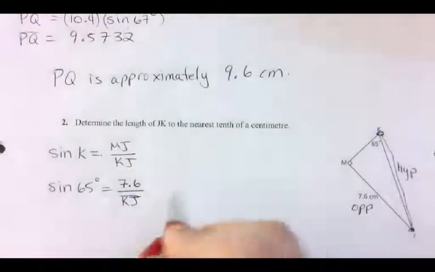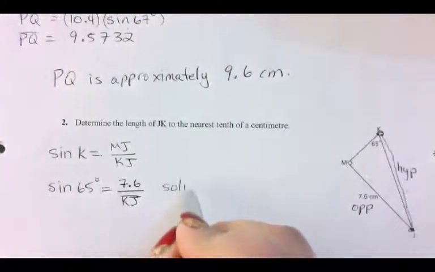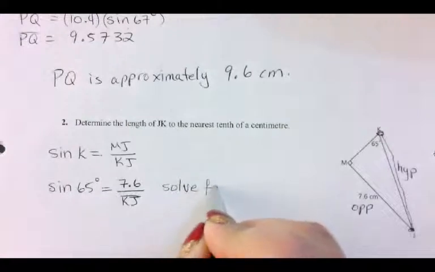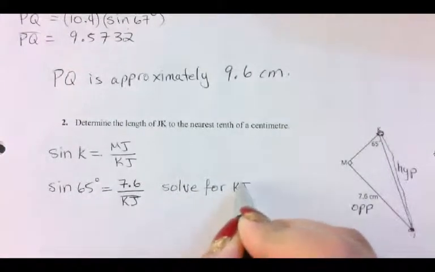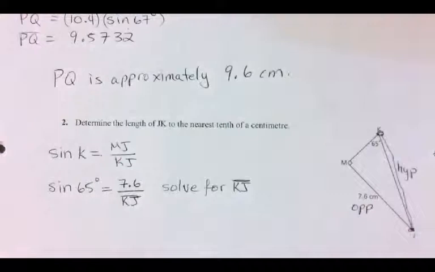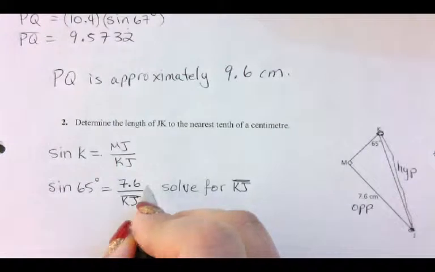No. Okay, so what I need to do here is solve for line segment KJ. All right? So how am I going to do that? What do I need to do to this? Since KJ is being divided, it's 7.6 divided by KJ. I need to bring KJ up, right? So in order to do that, I'm going to multiply KJ on both sides.